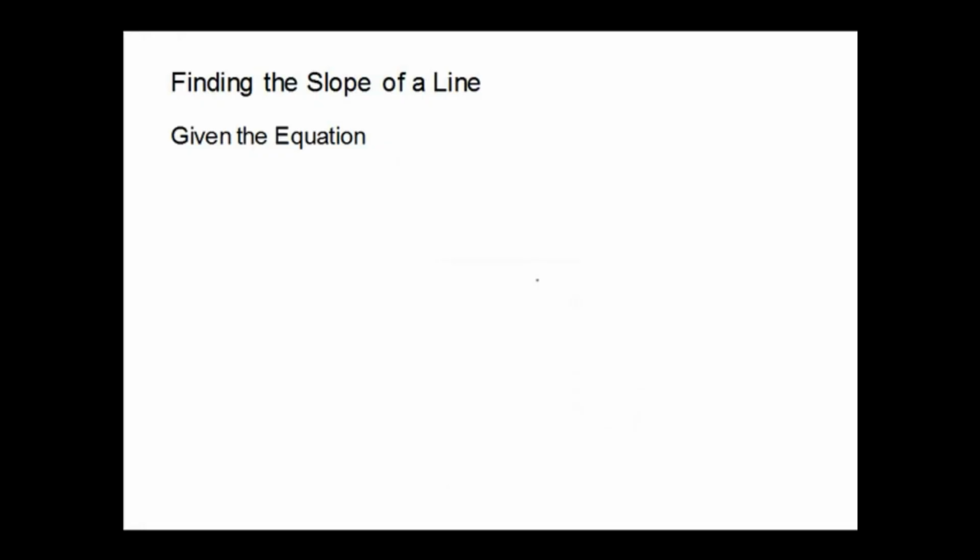Let's look at finding the slope of the line given an equation. If we have a certain form of the equation of the line, we can find the slope easily. And that form is called the slope-intercept form of the line. It has y isolated. In this form, the slope is the coefficient of the x.